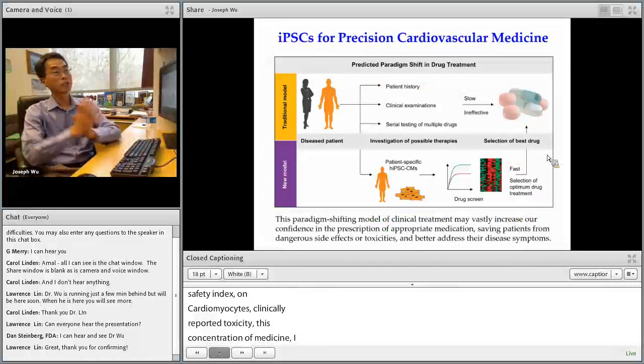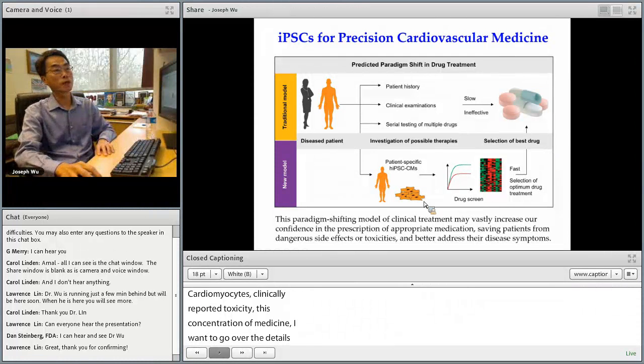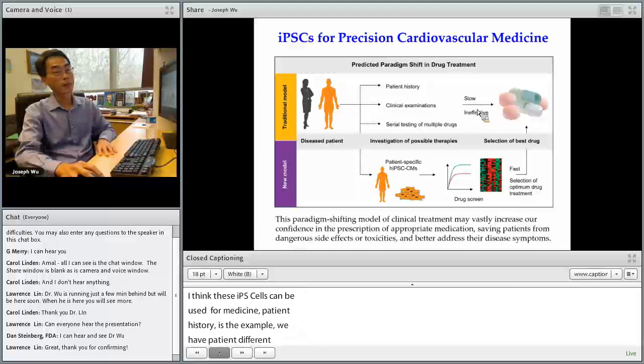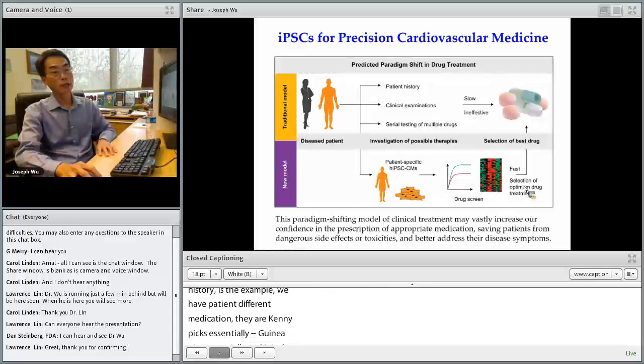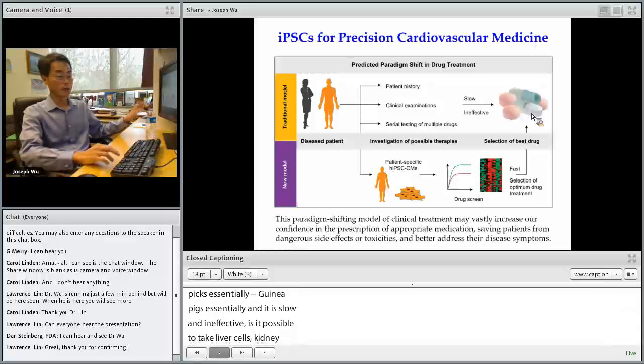What I just want to summarize is that we think these iPS cells can be used for precision cardiovascular medicine. Right now it's patient history, clinical exam, and we give patients different medications. Essentially the patients are guinea pigs, and we think this is slow and ineffective. The question is, in the future, is it possible to take various cell types, brain cells, heart cells, liver cells, kidney cells, do drug screening, come up with the best medication that the patient should be taking, and give it to the patient?